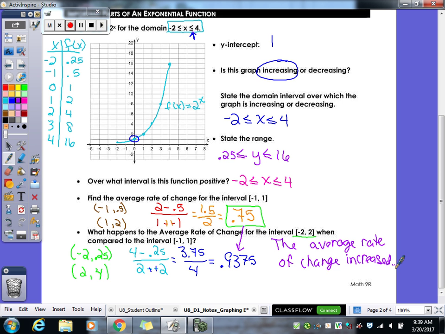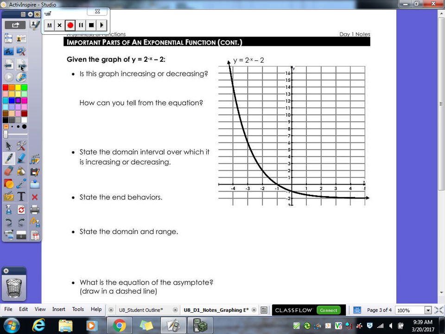Questions on this so far? All right, let's take a look at our last page of our day 1 notes. So I already graphed this one for you, so I made our lives a little bit easier here. This one has arrows because they did not give us our domain. So what would be our domain of this graph? X, E, R. X is an element of the reals.